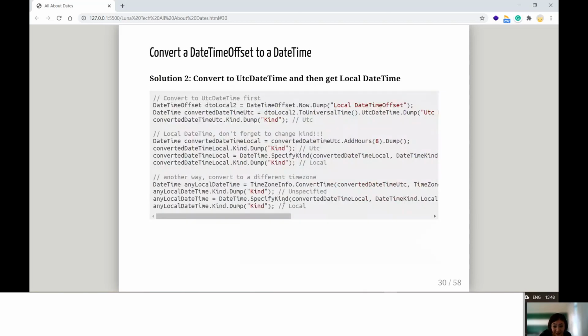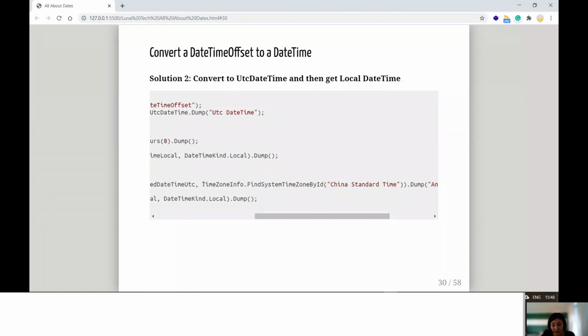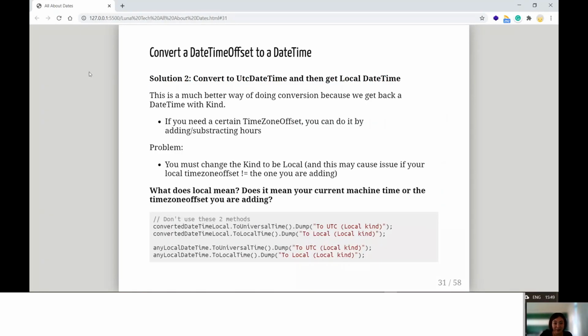Okay, so there's another way of converting to a different time zone. What we can do is the same thing that I said, the FindSystemTimeZoneById, but still we need to change the kind. So the kind is actually the big hole that you don't want to touch. Okay, so there are some problems as well.